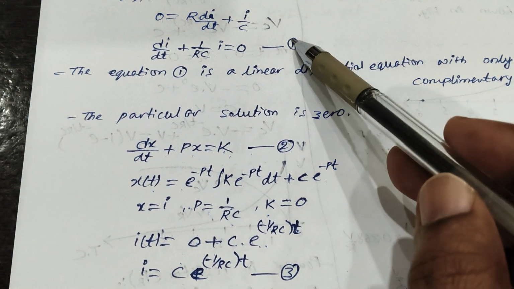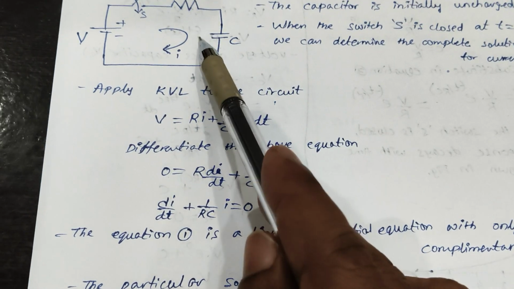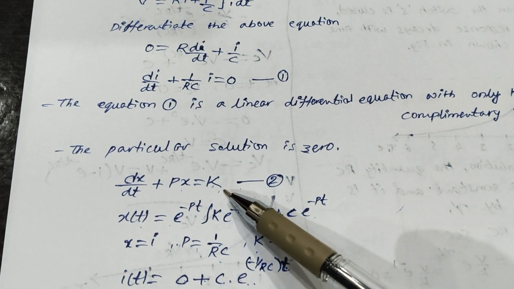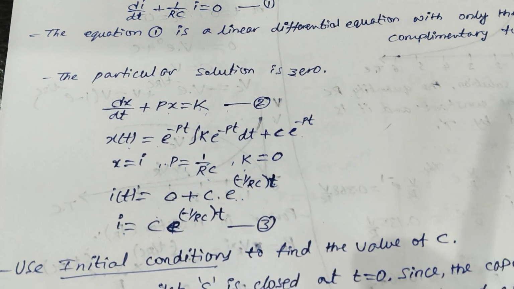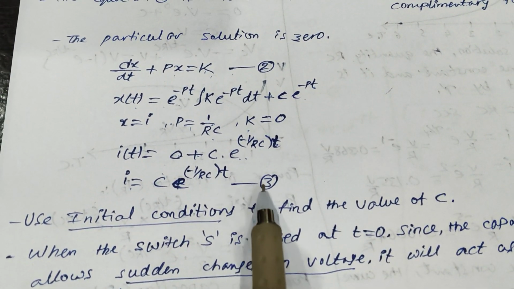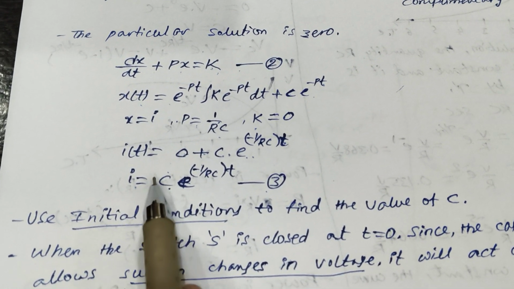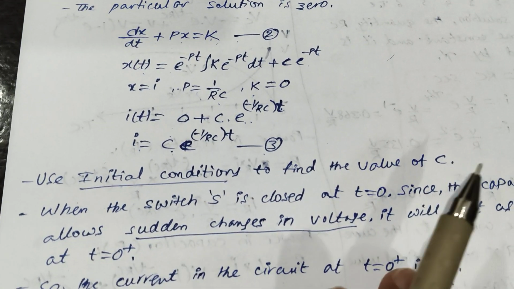So in the first step, we got the differential equation with the KVL equation for the given circuit diagram, then the known differential equation, and with that we found the solution in the third step. But in the third equation there is an arbitrary constant c. To find this arbitrary constant, use the initial condition to find the value of c.